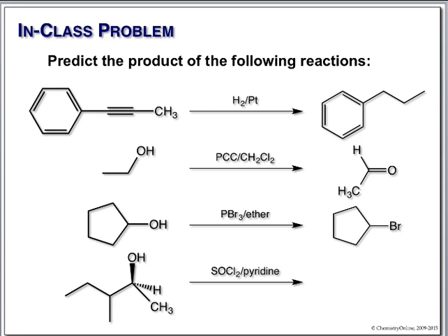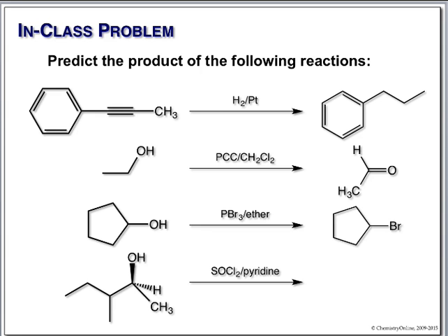Our last one, this is what I thought I was reading on the very first reaction there. This is thionyl chloride and pyridine. Now, with thionyl chloride and pyridine, we form an intermediate chlorosulfite ester. The halogen anion then attacks that with an SN2 mechanism, and we wind up with inversion of configuration. So this is clearly a chiral center.